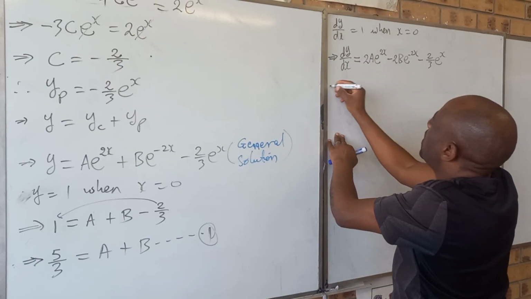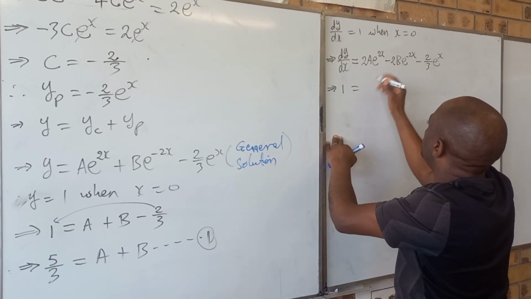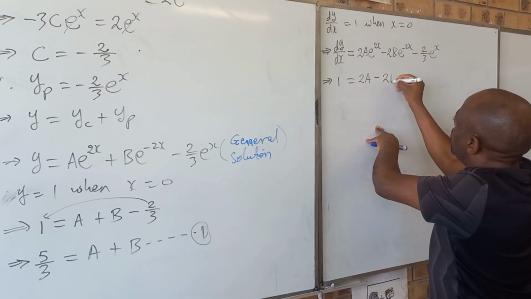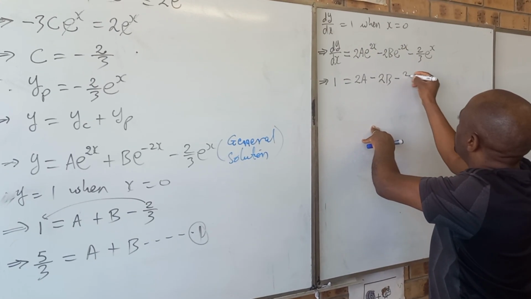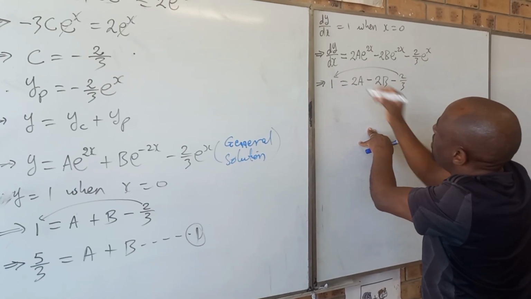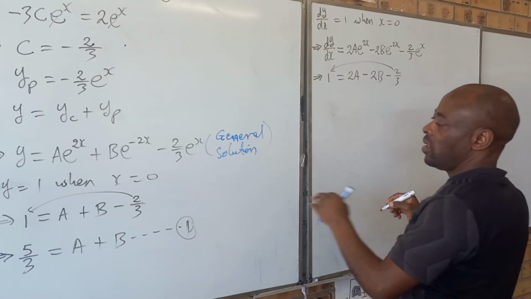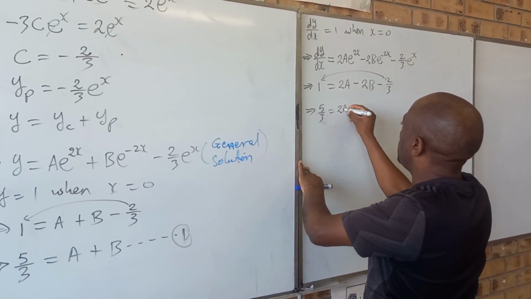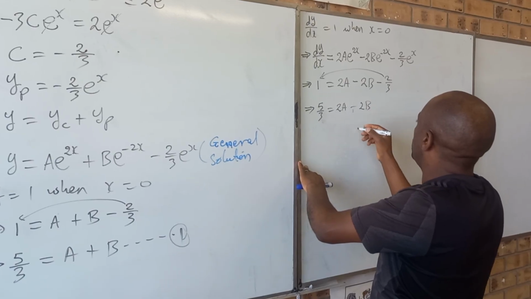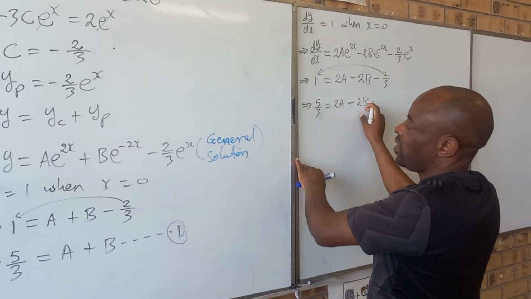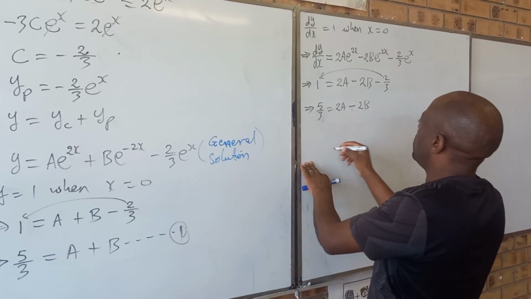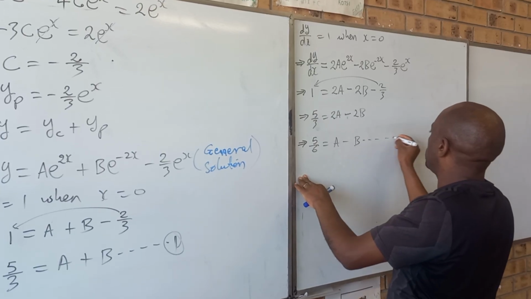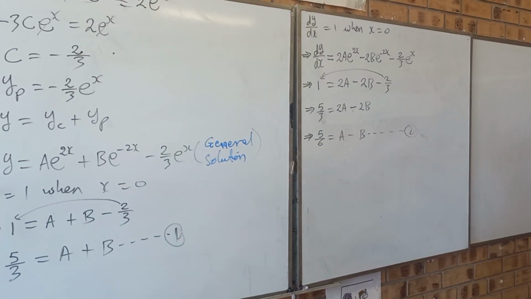I can now replace dy dx by 1, while replacing x by 0. That will give me 2A plus e to the power 0 is 1, minus 2B, then e to the power 0 is 1, minus 2 over 3. 2 over 3 is a like term to 1, as we've seen earlier. It will give us 5 over 3 is equal to 2A minus 2B. To make this equation friendly with the first equation, I can divide all through by 2. So I'll get 5 over 6 is equal to A minus B. So that's my equation 2.